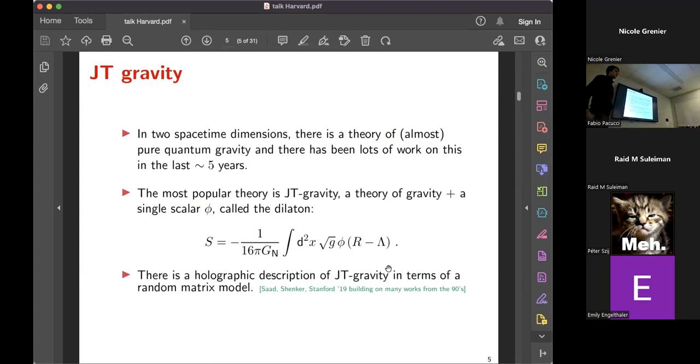There's holography in general as a handle on pure gravity with negative cosmological constant. Holography in general, I guess you're all aware, says that some gravity theory on some negatively curved space is described by a CFT on the boundary of that space.